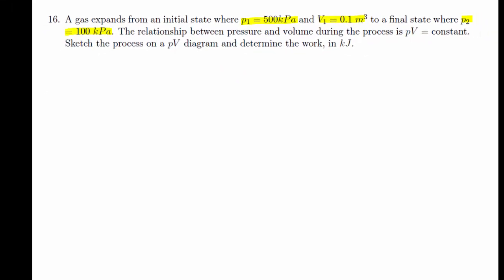Right, next I'm going to underline all the key parts, so all the key words and everything like that. We've got gas, it expands. That's really important. Our initial state P1 V1 goes to a final state P2, and here we go. The relationship between pressure and volume during the process is PV equals a constant.